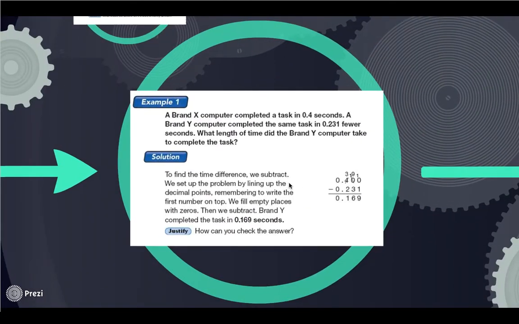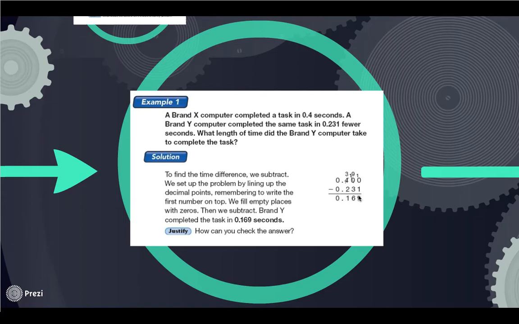A brand X computer completed a task in 0.4 seconds. A brand Y computer completed the same task in 0.231 seconds fewer. So what length of time did the brand Y computer take to complete the task? Because 0.4 is larger, we're going to subtract 0.231 from 0.4. We don't have the zeros, so we add those zeros in there, and then we can do the subtraction algorithm.